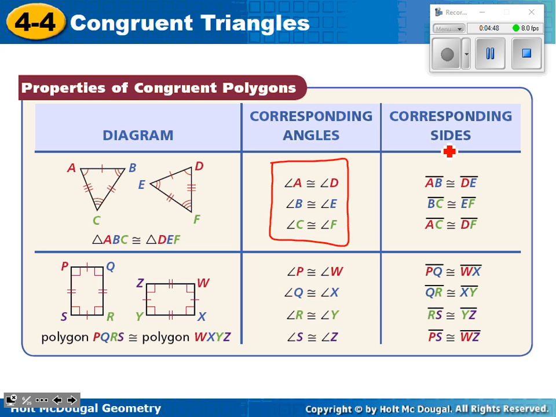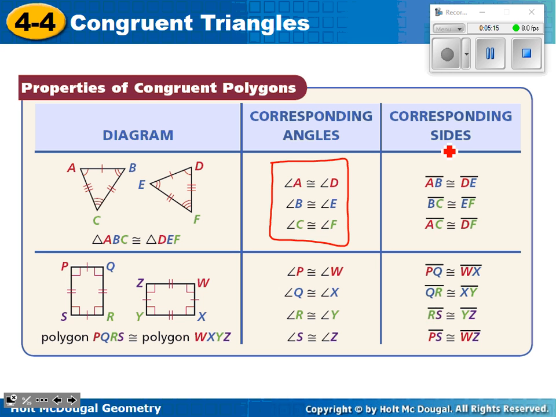So this is not for proofs right this second. I said part of your homework that is not proofs will be something that simply says name your corresponding angles. If it says name the corresponding angles and they give you a picture, you're just naming with correct notation which ones are congruent. Does that make sense? Same for the sides. If it says name the corresponding sides, you're going to match up the corresponding sides.